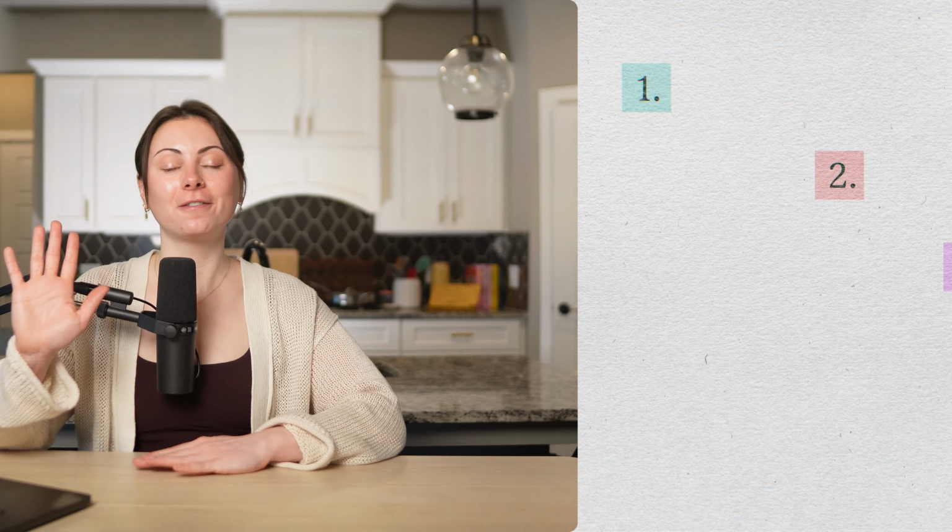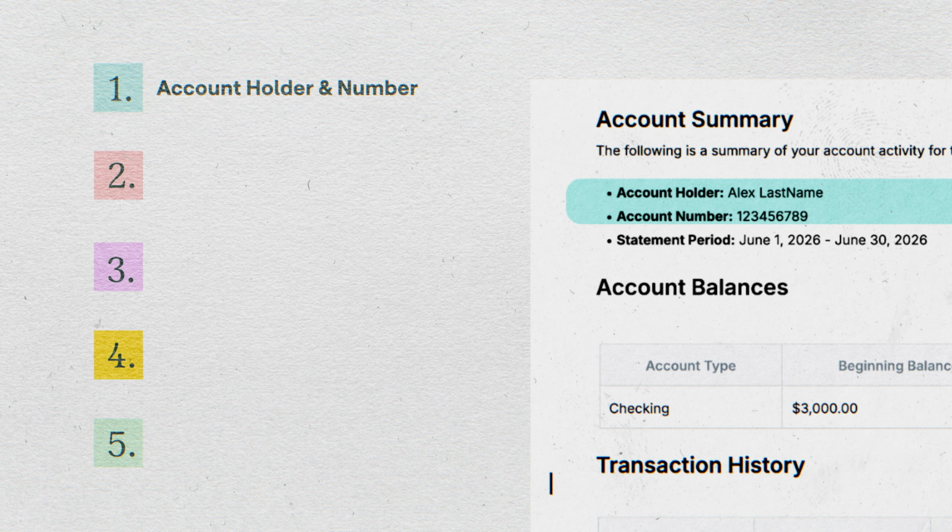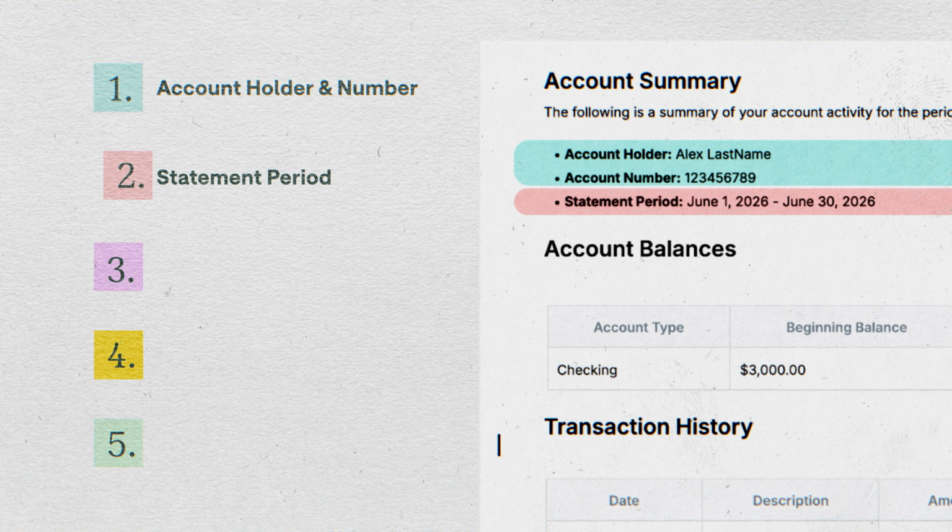Every bank statement has 5 key parts. Account holder and account number will be unique to you and your bank account. This identifies who you are and which account the statement belongs to. Statement period is the period of time the particular statement is reviewing. For example, this statement is for the month of June.